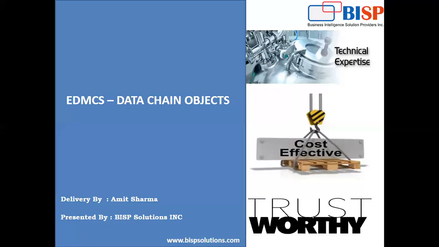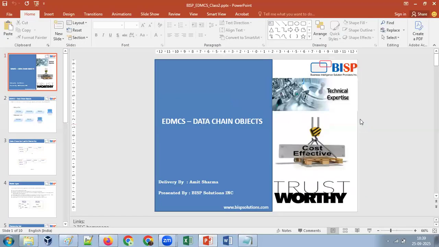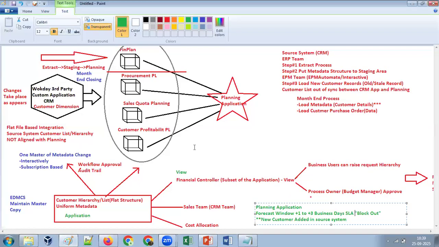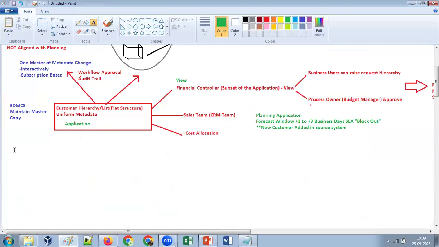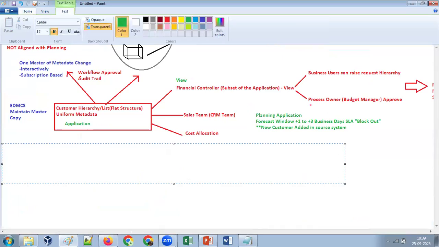The first thing you would learn is called data chain object. Behind this entire system, the central idea of data chain object is to provide maximum availability of your application, minimum downtime, right? And maximum availability of your application. Now imagine this case.